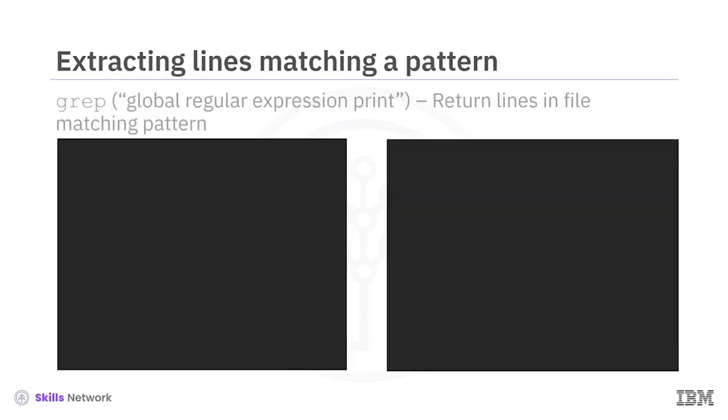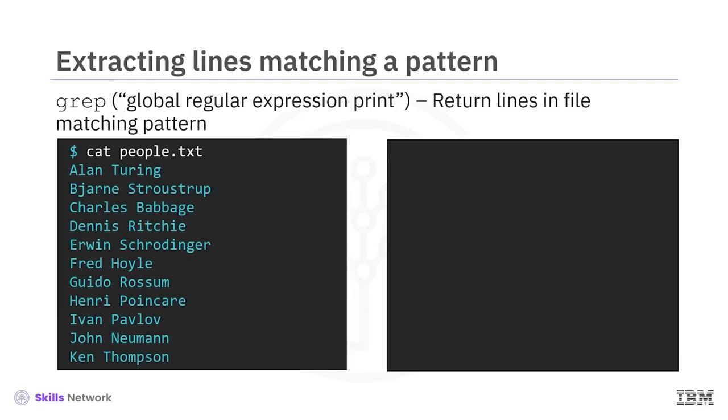sequence. The grep command, which stands for Global Regular Expression Print, returns lines of a file matching a specified pattern, such as a regular expression. Suppose you have a list of famous people's names stored in a file, which you can view by entering cat people.txt. You can use grep to find all lines in people.txt that contain the consecutive characters ch. To do this, you give grep the matching term ch followed by the file name. The output returns 2 results, Dennis Ritchie and Erwin Schrödinger, containing a lowercase match to ch.